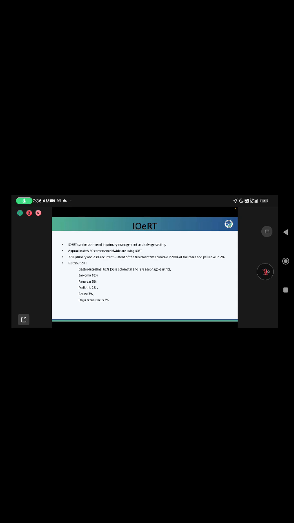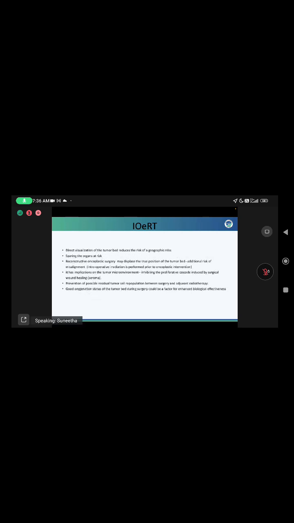Coming to the site distribution, the majority of them were gastrointestinal malignancies, where we feel that dose escalation with external beam alone is not enough. Those were the cases where the majority of IOERT treatments were used. The second commonest being the sarcomas.